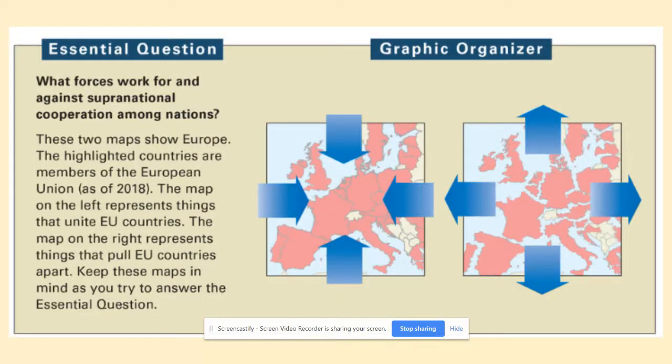So the essential question that's on the board in class, as well as something we'll keep coming back to, is: what are these forces that cause people to work together and unite? And what causes these people to divide and not always get along? The graphic organizer to the right shows you these two ideas, the arrows coming together to unite and bring us together, and the arrows pulling apart and separating from one another.